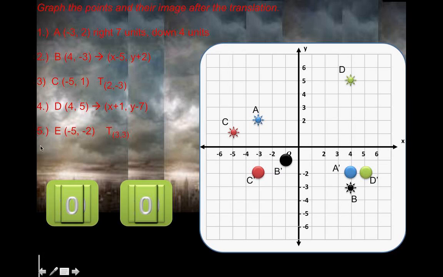Last example is number 5 here. We have point E at (-5, -2). Again, don't forget to label it. And we're going to do a translation of (3, 3). So we're going to be adding 3 to our x, adding 3 to our y. So to the right 3, and up 3. So we'll be at the point (-2, 1). Graph your new point and label it E prime.